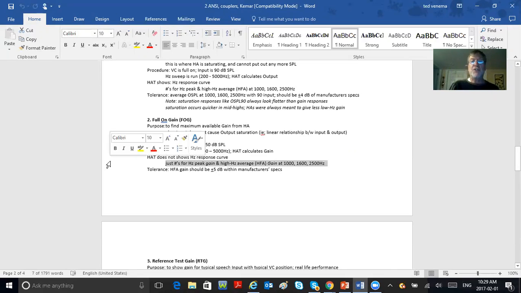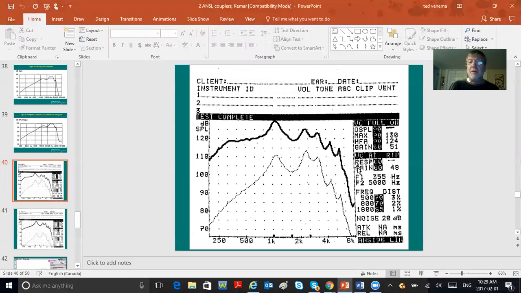The hearing aid test box does not show a frequency response curve. Instead, it just shows numbers for the peak gain and the high frequency average gain. Look here. Volume control. Oh yeah, here. The gain. 51. Okay, it's just showing you at 60 dB, and now the volume control is left full on, but the input is no longer 90 either. The input is reduced to 60. More like real life.